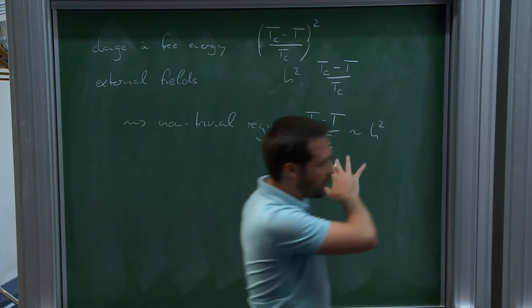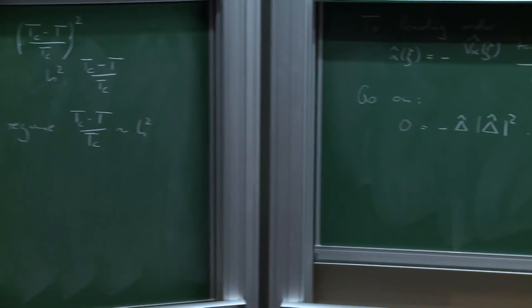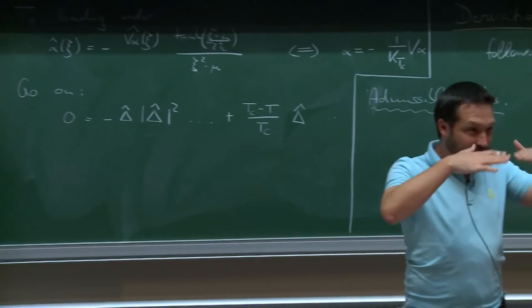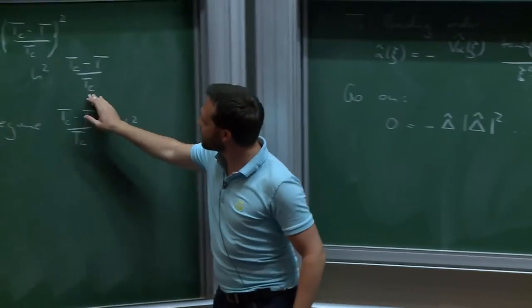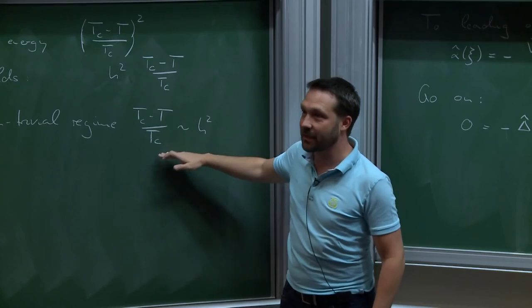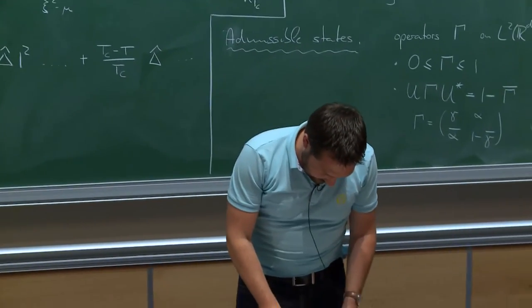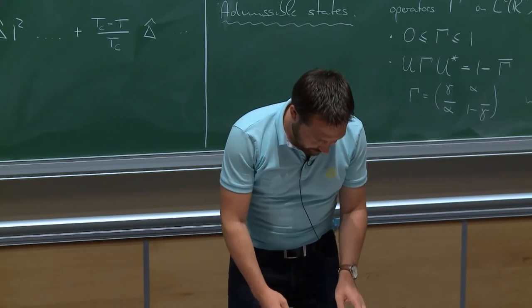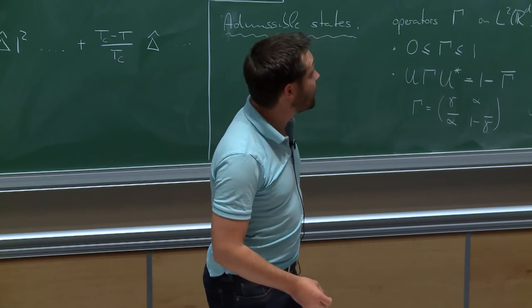If you did not follow that derivation or did not believe me, that's okay. You can just take this as a definition. I'm just trying to motivate why we're balancing two effects. There is a certain regime: the temperature has to be close, and the strength of the external fields. And now, well, I still have time, so let me continue.